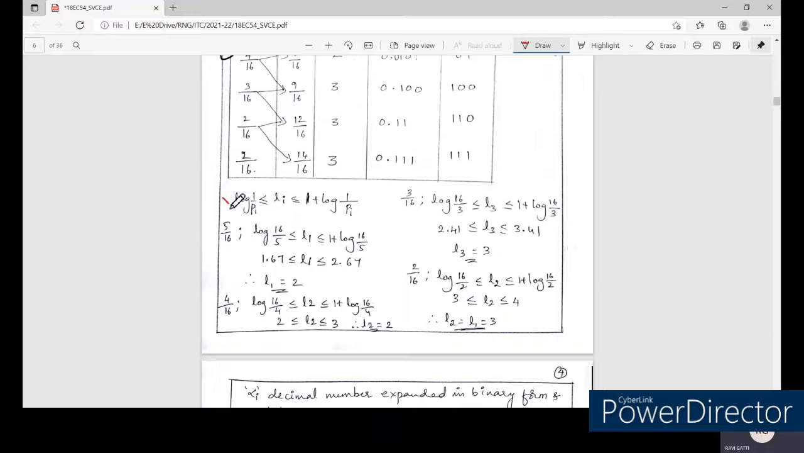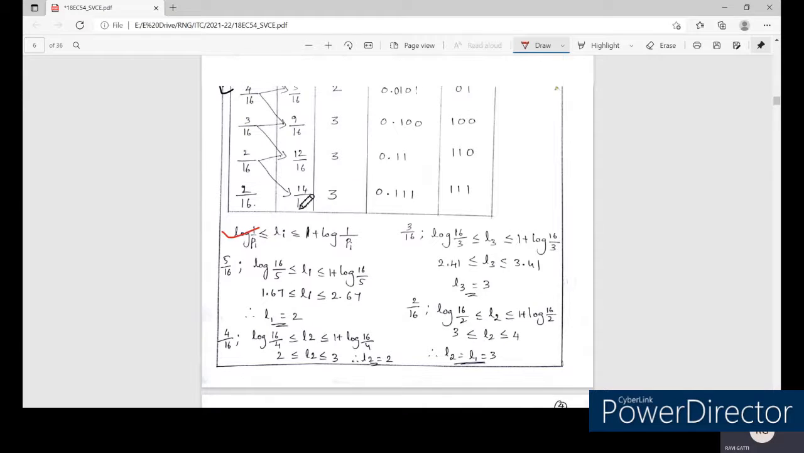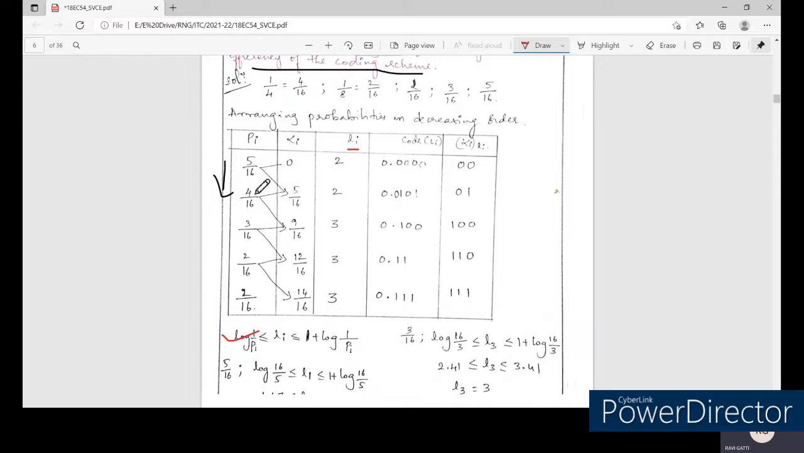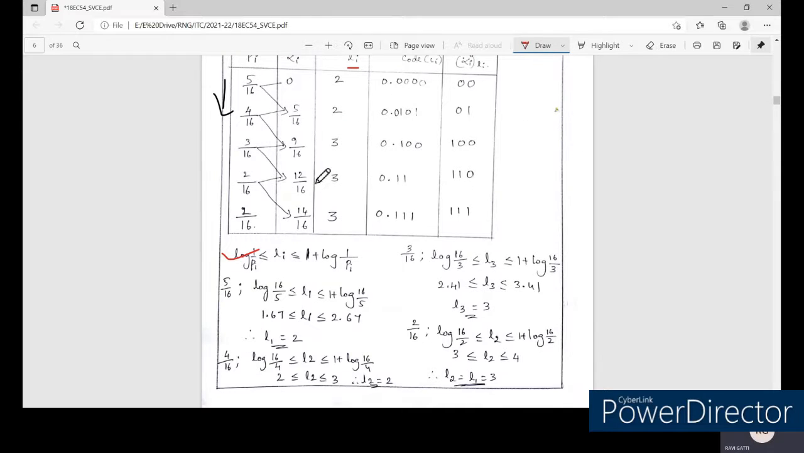So by using this expression, you need to calculate how many bits you need in order to represent this source alphabet. First symbol, what is that? You have 5 by 16. So how can you calculate? For 5 by 16, it is log 1 by pi is less than or equal to Li, which is greater than or equal to 1 plus log 1 by pi. You need to calculate.